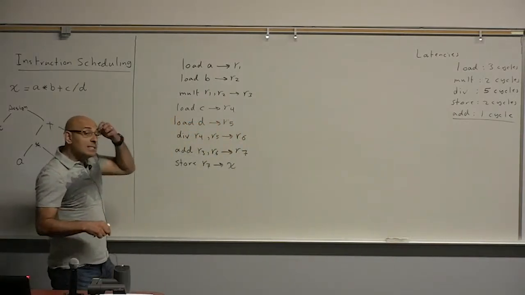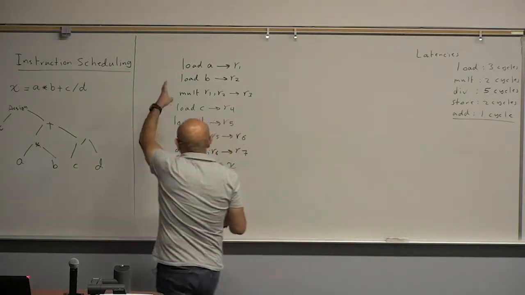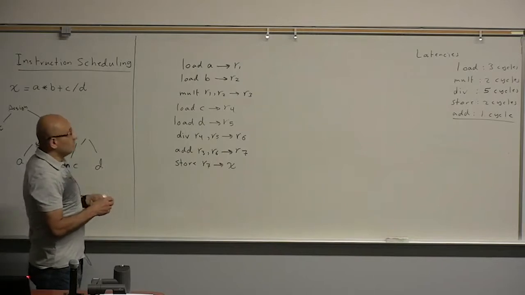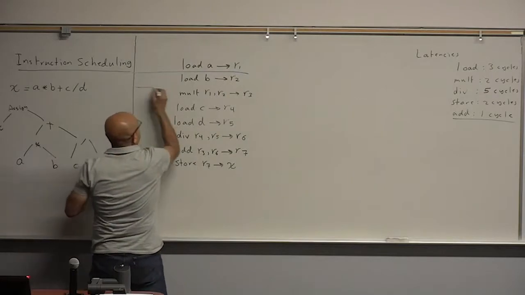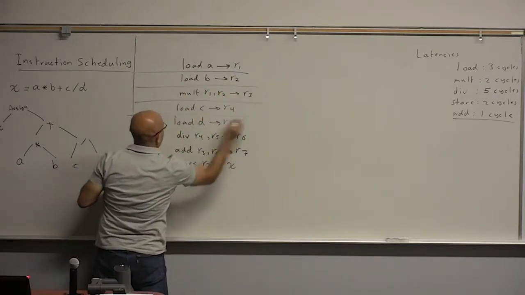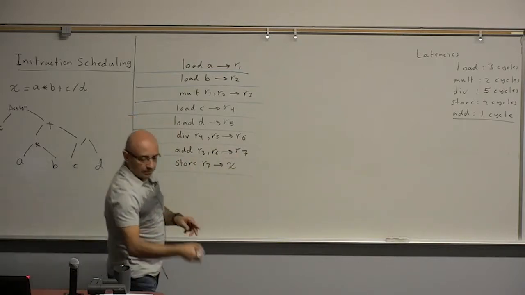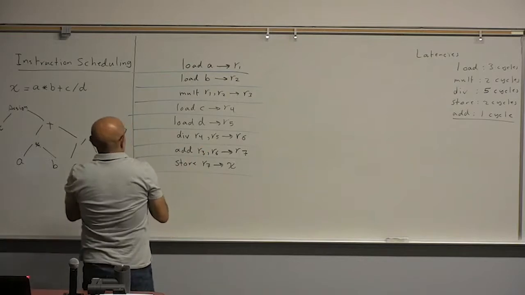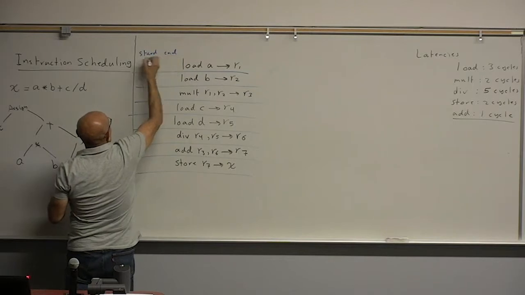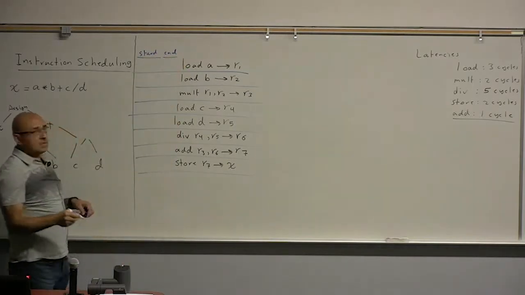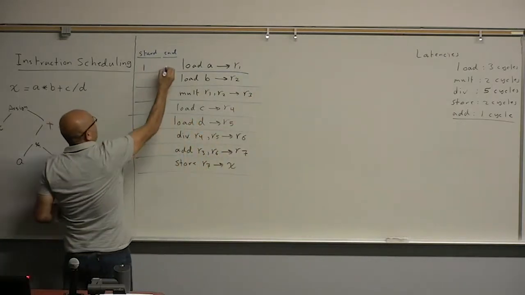Okay, so with these latencies, let's try to count the number of cycles that this sequence of code is going to take. Let's count the cycles, with a start and an end for each instruction. Assuming that we start in cycle 1, this load will take 3 cycles. So it's going to start in cycle 1 and end in cycle 3.